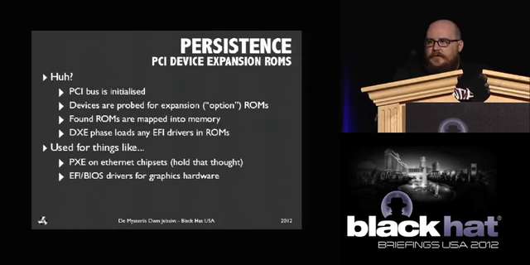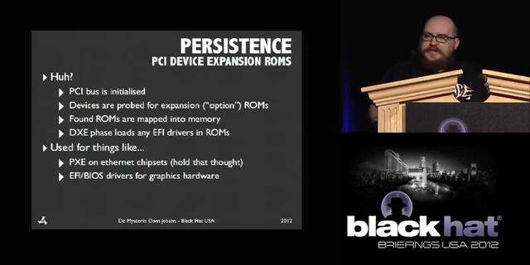Expansion ROMs are awesome because basically what happens is PCI gets initialized and devices are probed for option ROMs. If they have an option ROM, their option ROM gets mapped into memory and it gets parsed for any drivers. You can store an EFI driver and a BIOS driver in an option ROM, which is also kind of neat. So you can have something that can attack legacy BIOS and EFI, which is pretty cool. Then if you use EBC for your EFI driver, you can own everything.